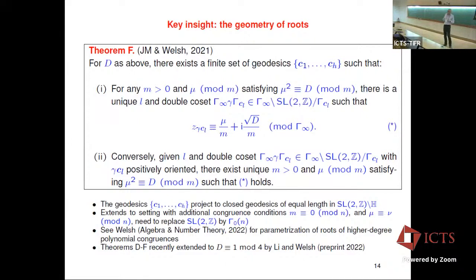As it turns out, these geodesics that I've written down here, they actually project to closed geodesics on H mod SL2Z. Yeah, so they're closed ones. So their stabilizer is non-trivial. If I replace gamma by gamma times an element from the stabilizer, I still get the same result. So it's natural to look at this double process. And that makes it sort of 1-to-1. So we also have the other direction here. And as I said, this extends to more complicated congruence conditions and so on.